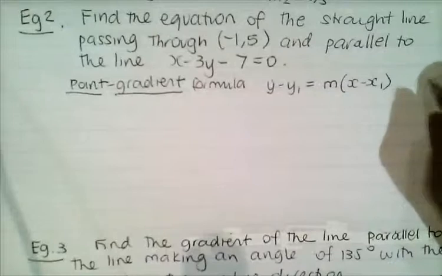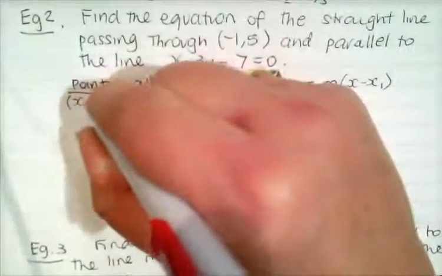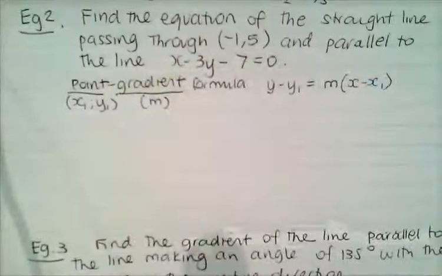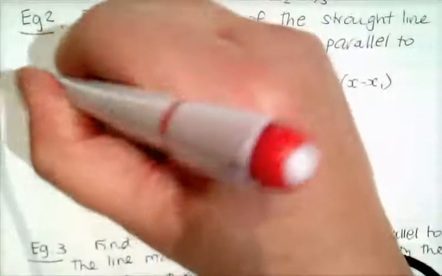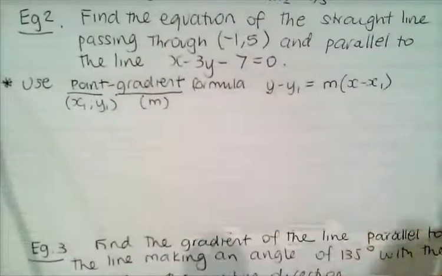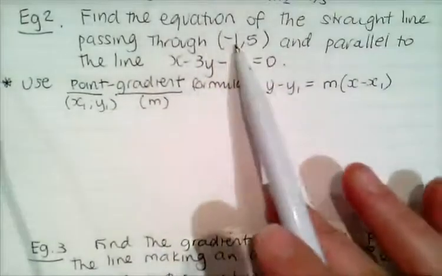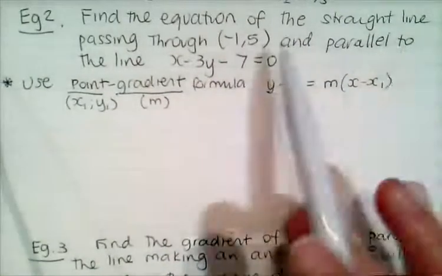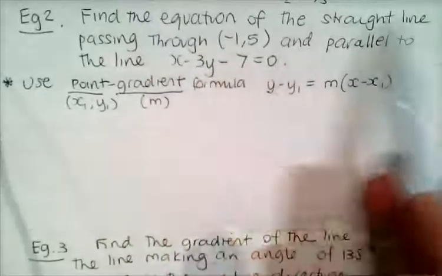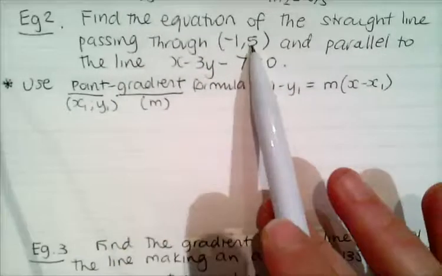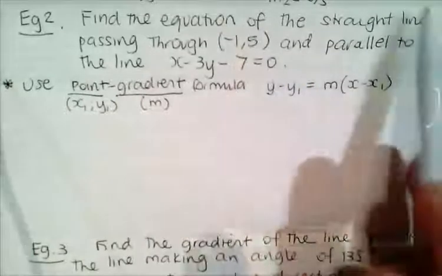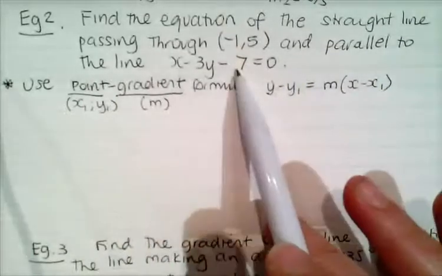The point that you will use will be x1, y1, and the gradient that you will use will be m. So to use the point gradient formula, we need a point x1, y1, and the gradient m. Now, we've got a point here, but we need to find the gradient of the line parallel to this line. So we've got the point, but we don't have the gradient. But the gradient of our line is the same as this other line, because it is parallel to it.